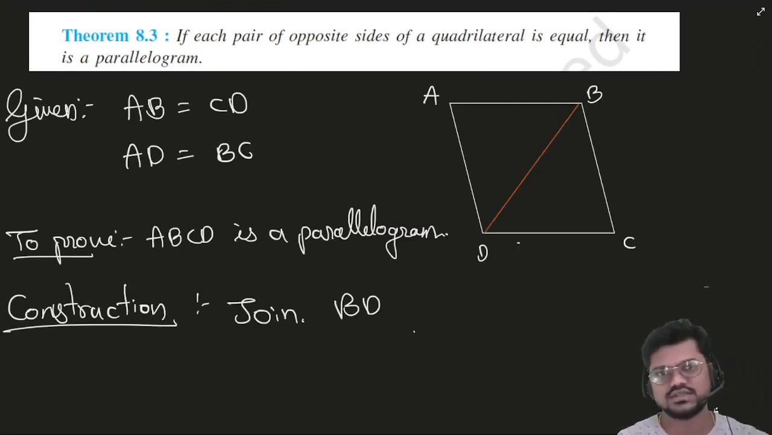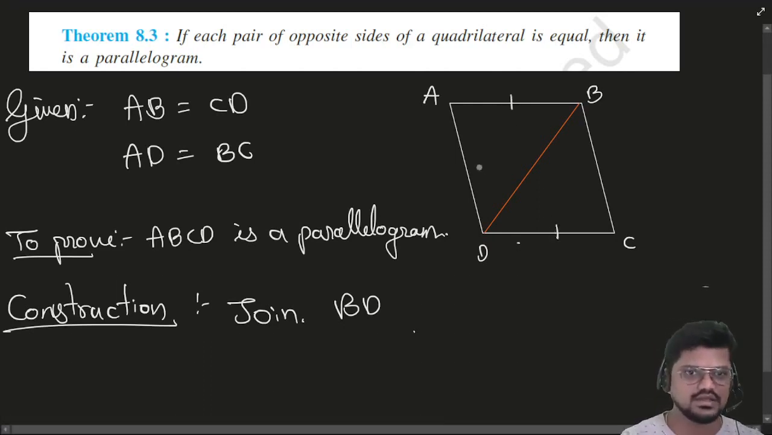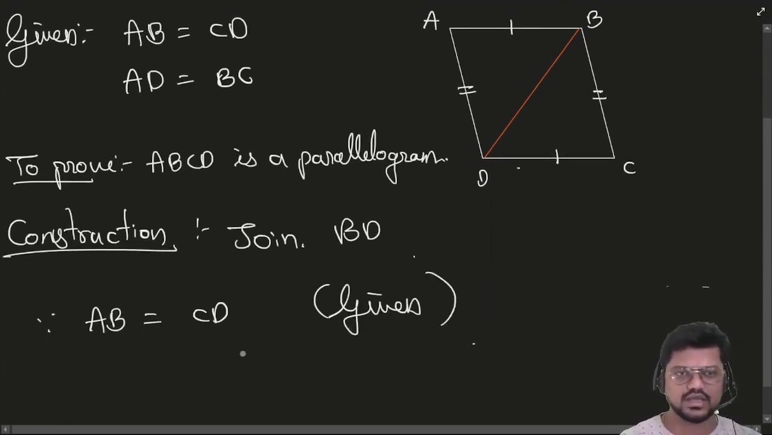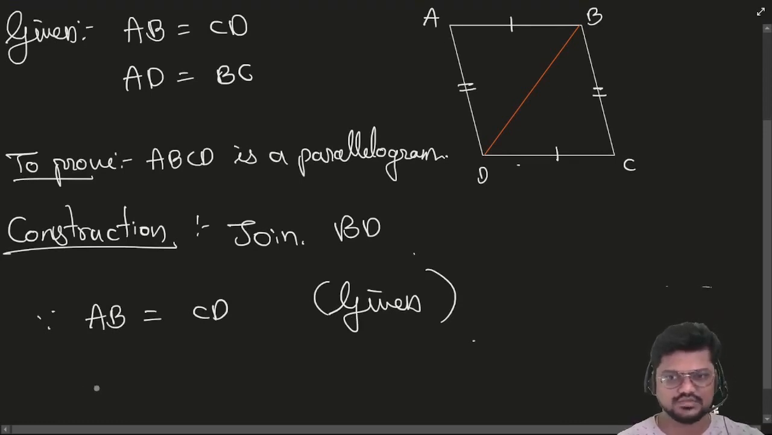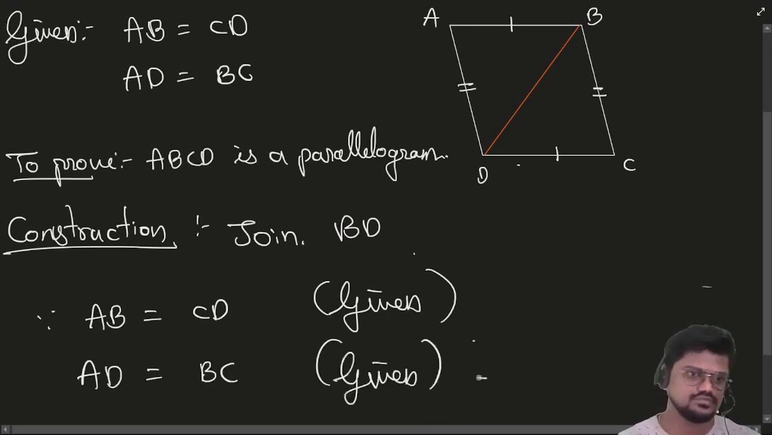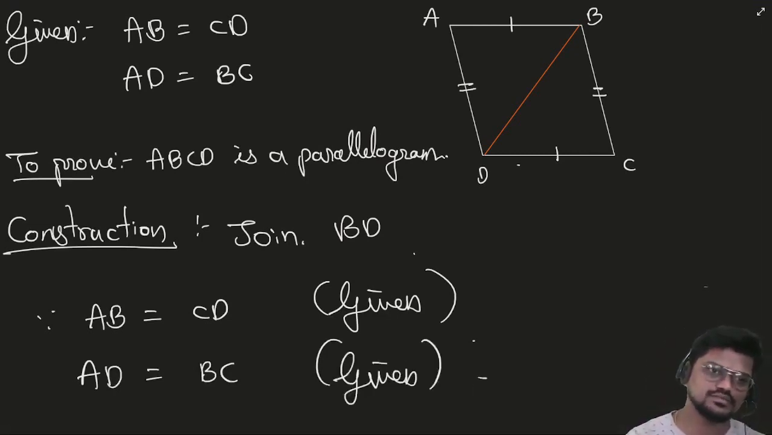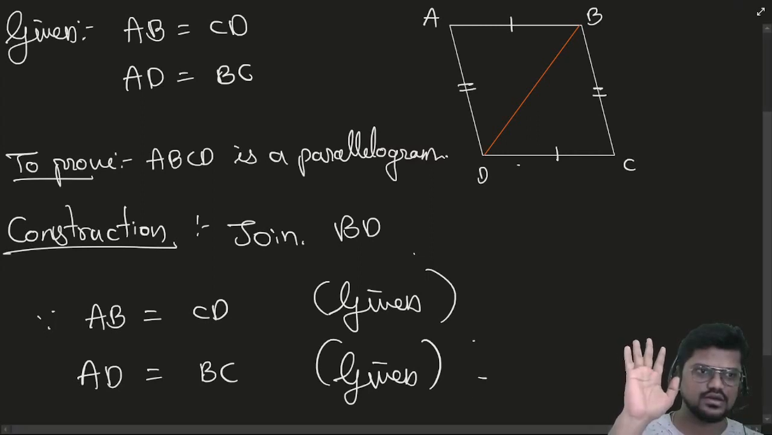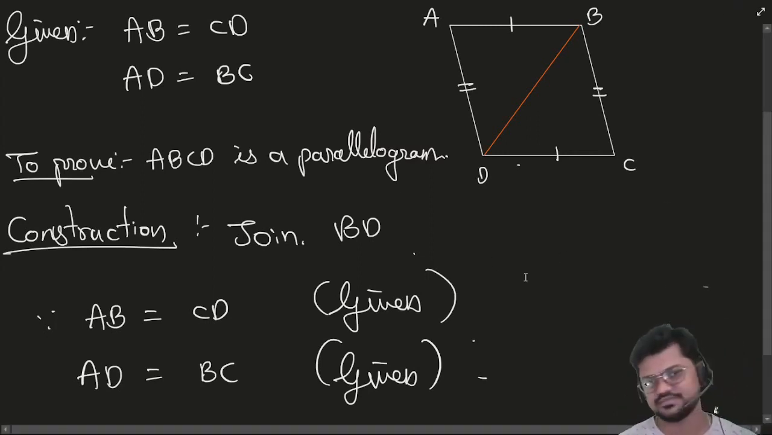Now what we know is that this side is equal to this side and this side is equal to this side. Since AB is equal to CD, that is given. Yes or no? Again, AD is equal to BC. Again, this is also given. Are you getting it, everyone over here? Please raise your hands if you are getting everything.